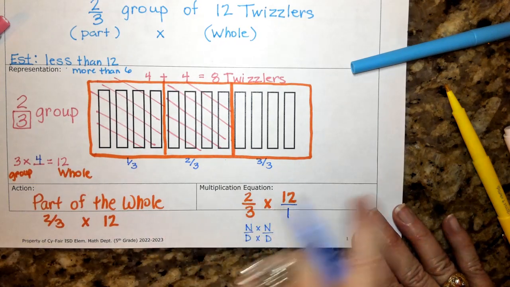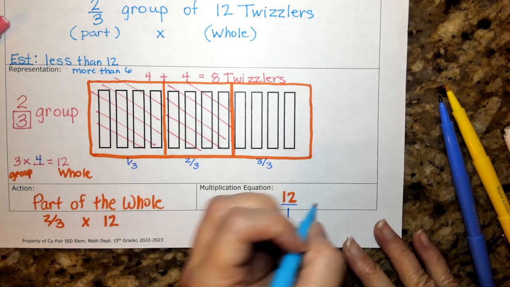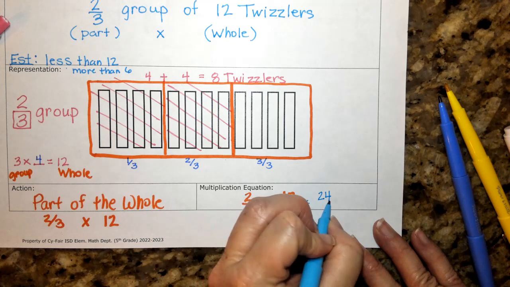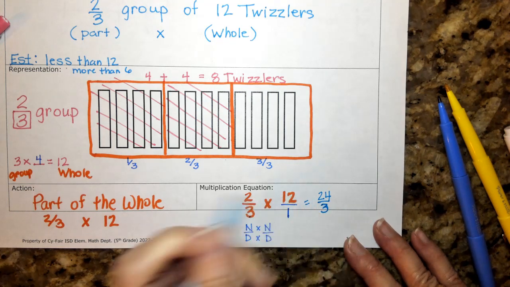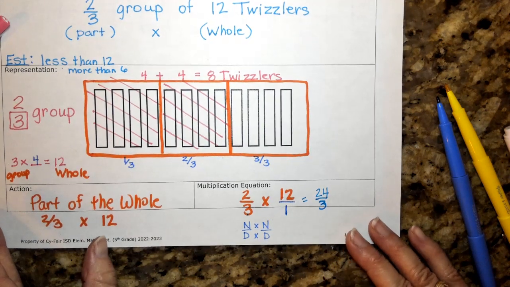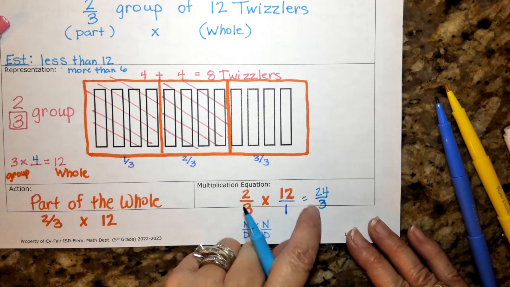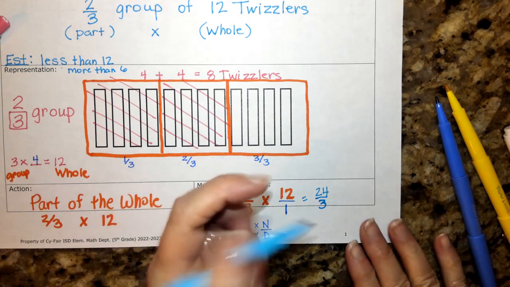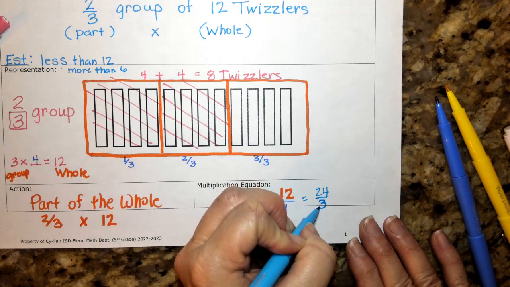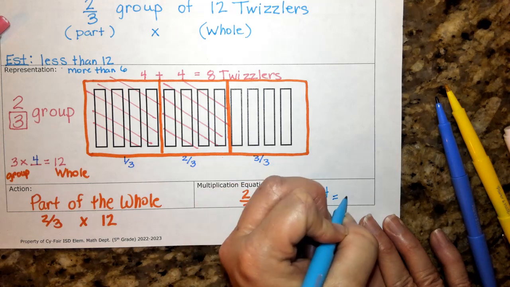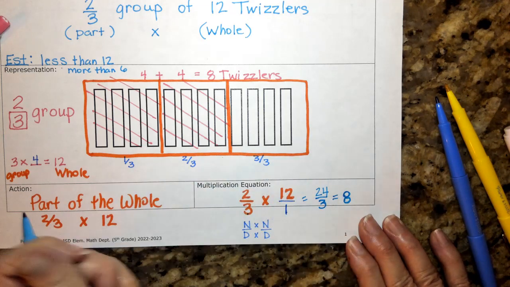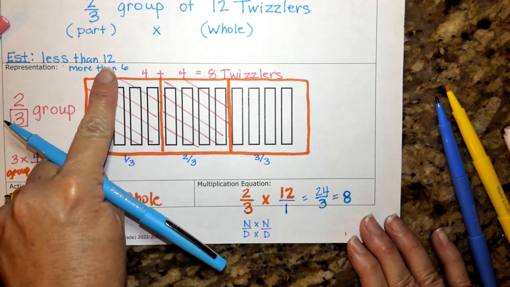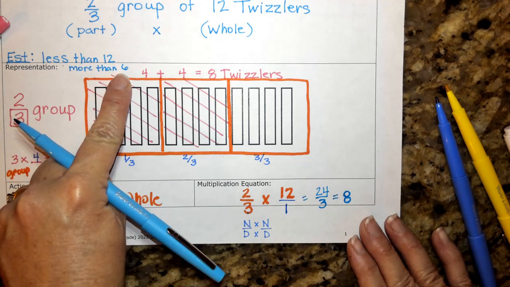So 2 groups of 12 is going to give me the answer 24, and 3 times 1 is going to give me the answer 3. Well, now I have an improper fraction, and anytime I have an improper fraction, I want to think about dividing that into groups. I want to simplify it into a mixed number. So 24 divided by the number 3 is going to give me 8. So this math matches my picture model, and it makes sense because the number 8 is less than 12 but more than 6.